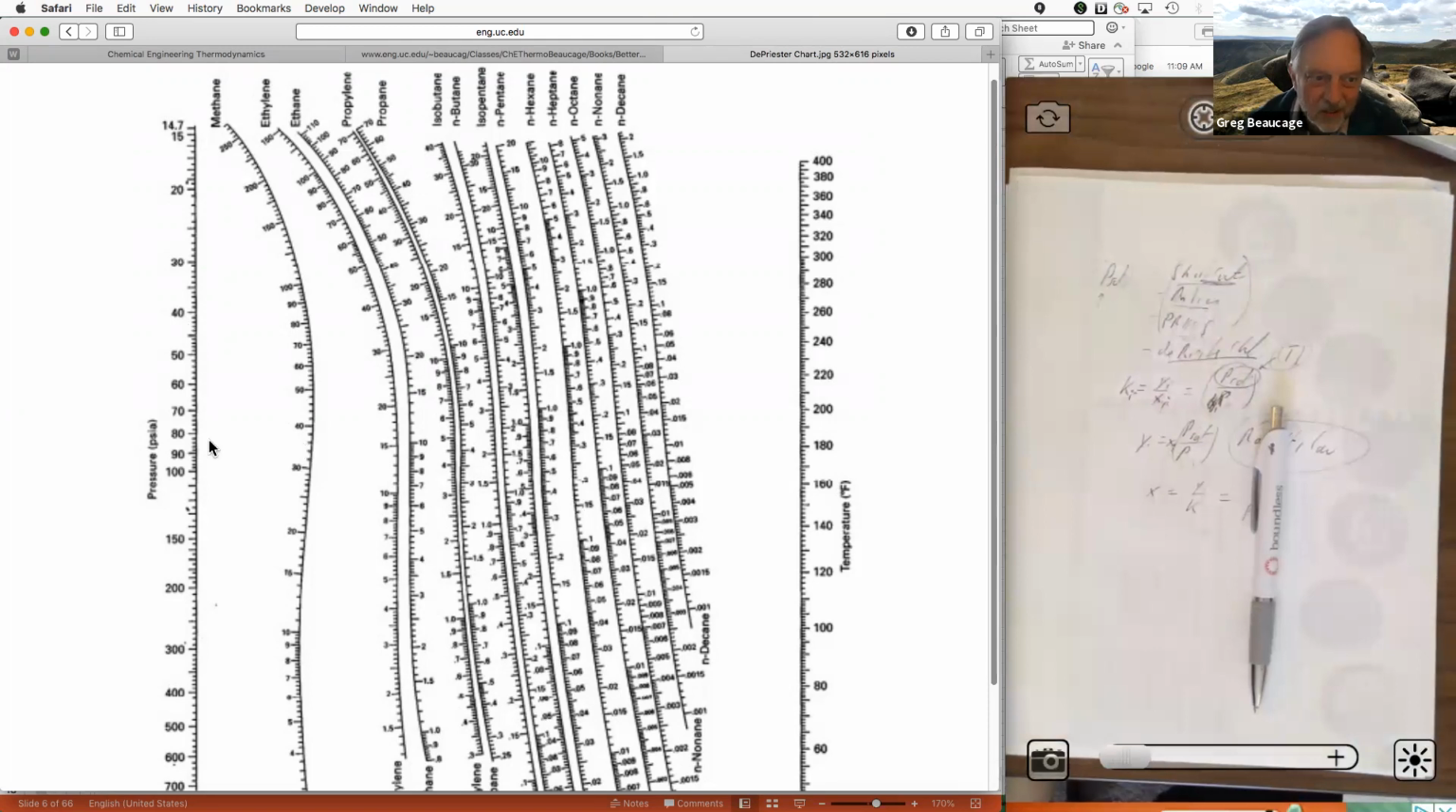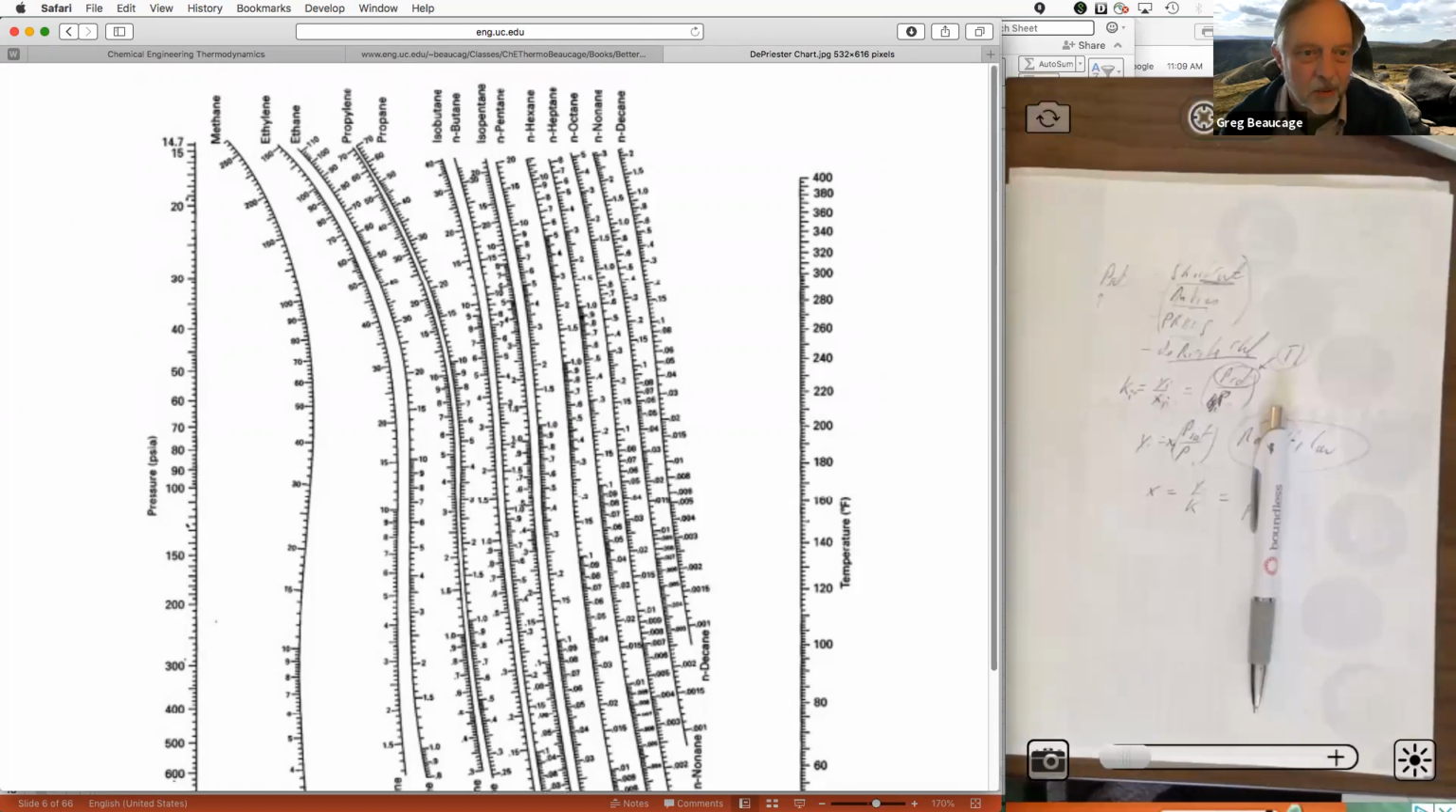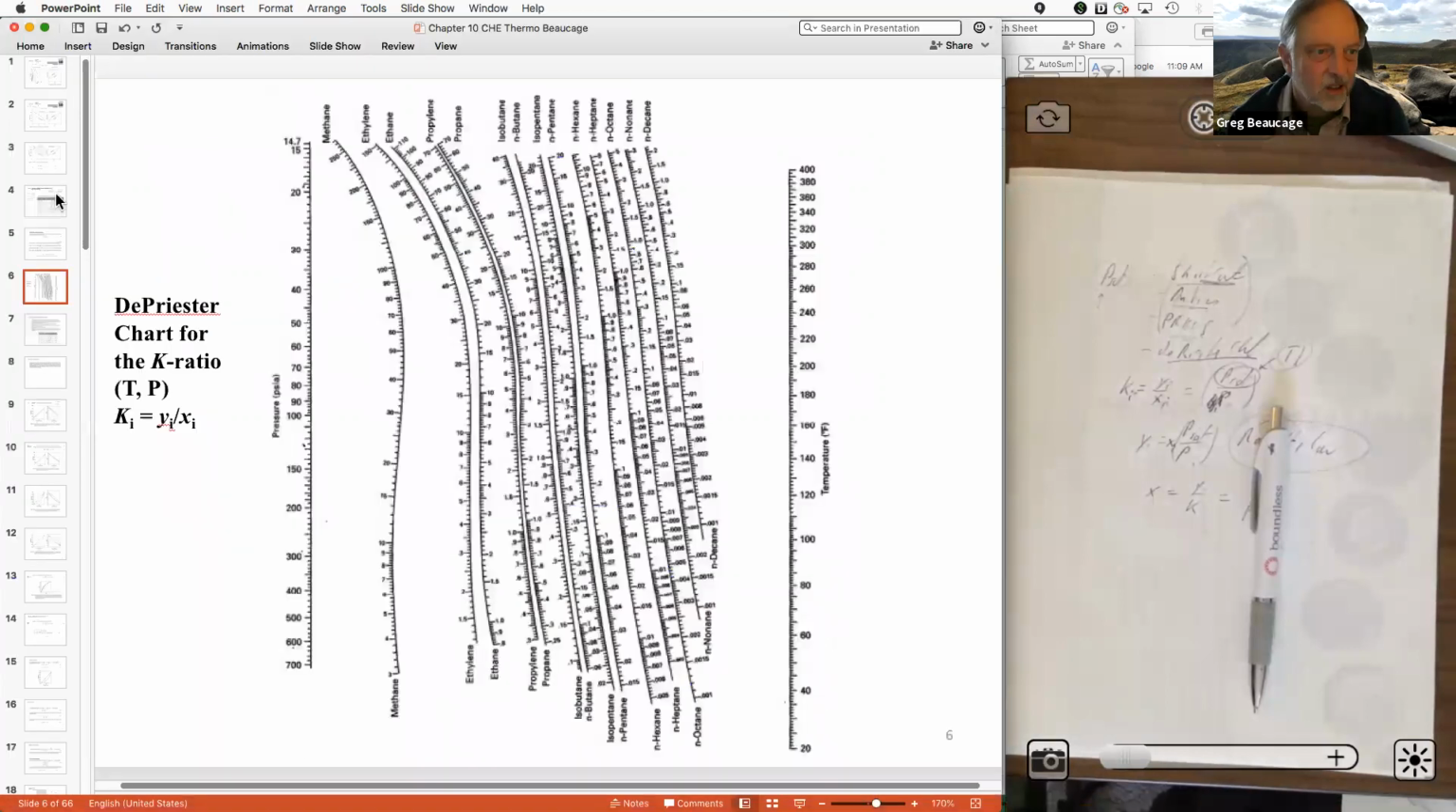I think there were one or two homeworks where you should get familiar with using this chart. It's an easy way to get the numbers. You don't have to do any calculations. You just draw a straight line across and pick out the number. The numbers are crammed in, so it's a little hard to read, but that's one way to do these vapor liquid equilibrium problems. Some of the homework used the de Priester chart.